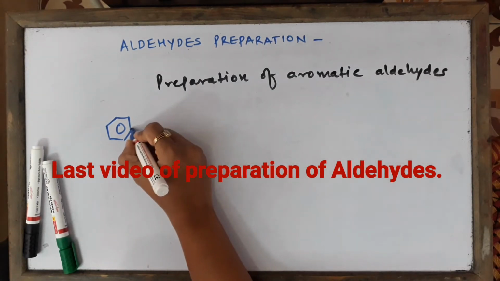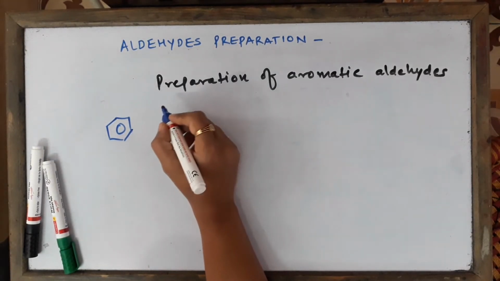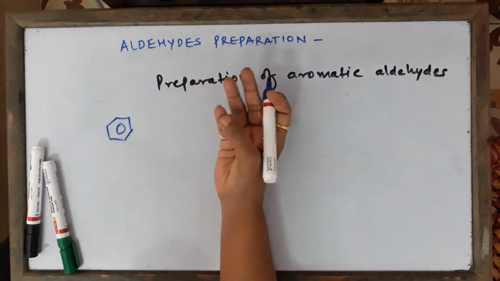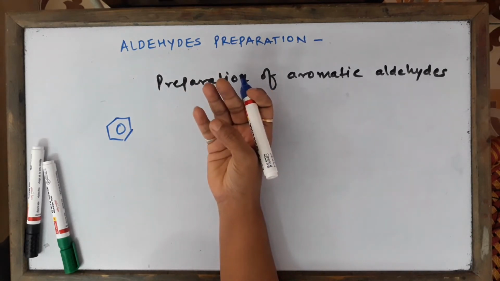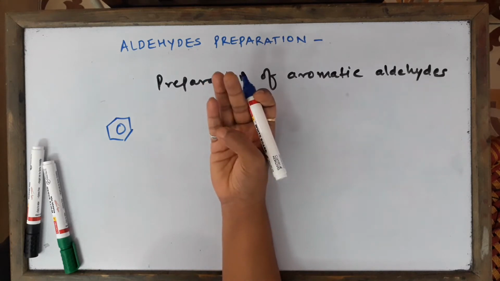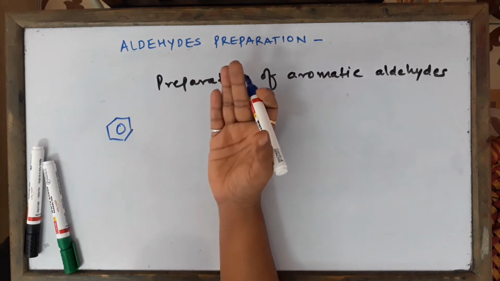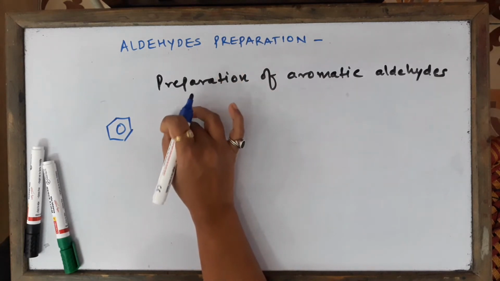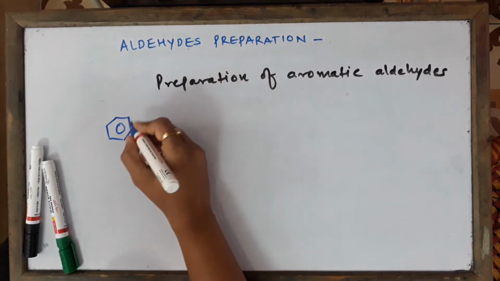So now we are going to see the last two methods of preparation of aromatic aldehydes. We have seen two reactions in the previous videos, that is the Etard reaction, and the second one was from toluene using chromic anhydride in presence of acetic anhydride. So now I'm going to show you the last two methods.